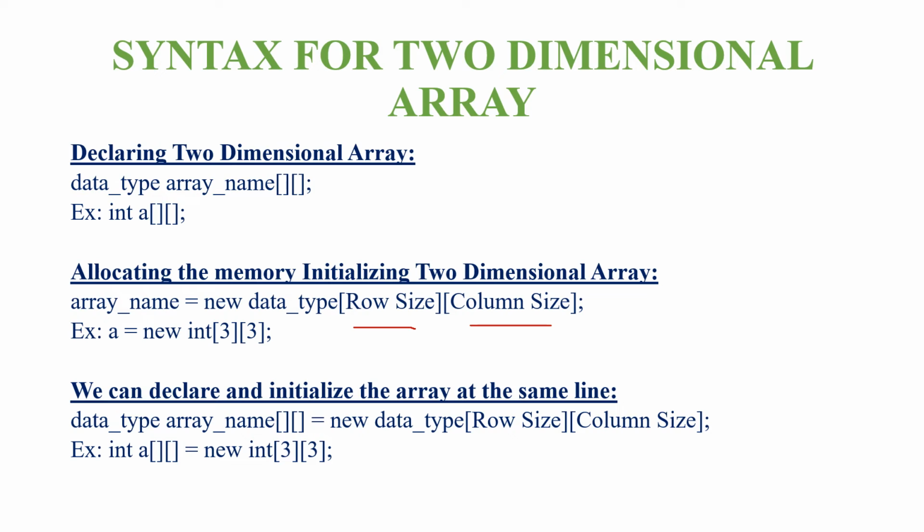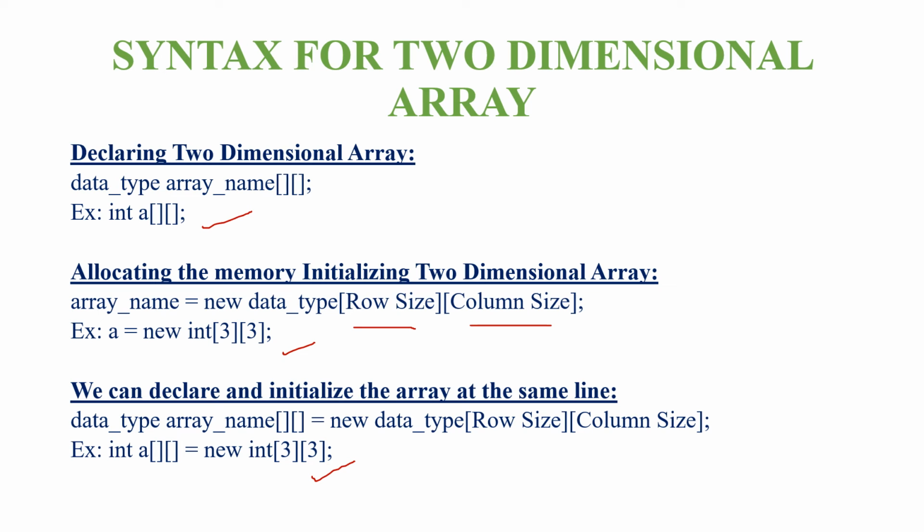So that is the main difference. Now this is declaring the two-dimensional array, that is int a, and for initializing the two-dimensional array, a is equal to new int size of row and size of column. Instead of declaring and initializing in two different lines, here also we can declare and initialize at the same line, that is data type array name is equal to new data type row size as well as column size.